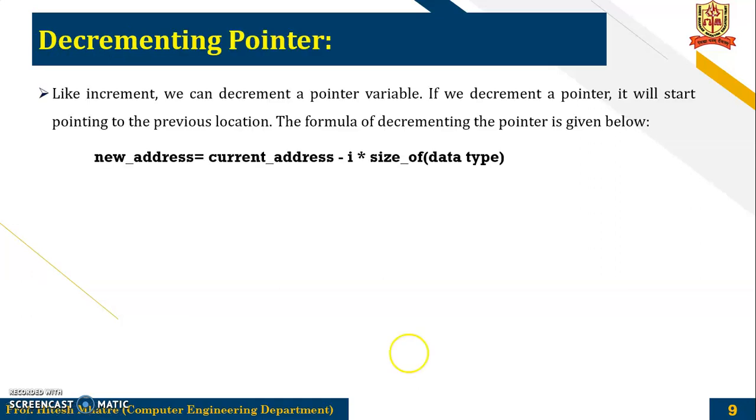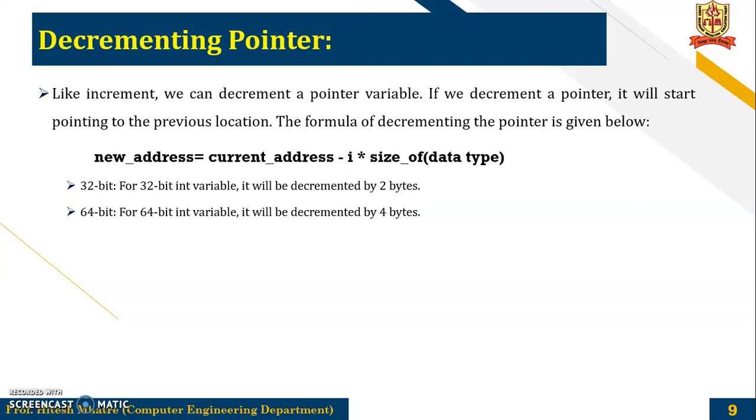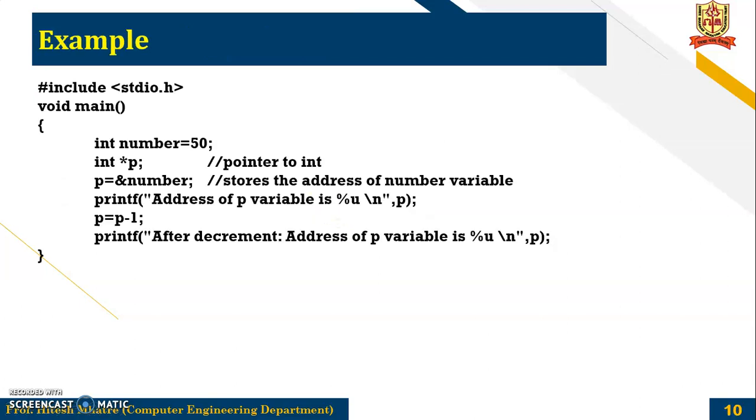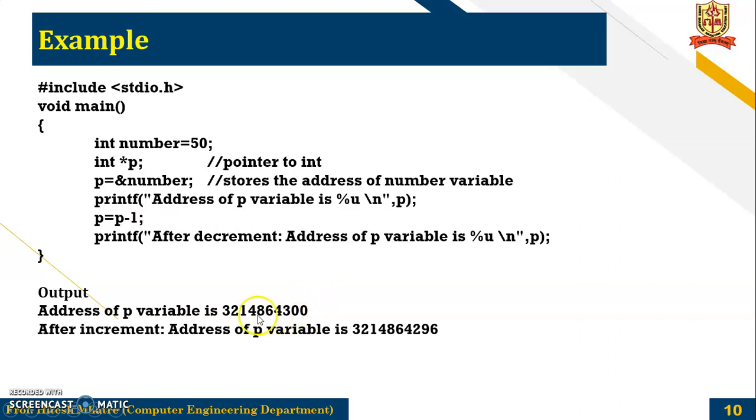Now decrement, the same thing, but only here I will be subtracting. Again here, if we are using a 32-bit system, then for integer it is 2 bytes, and for 64-bit it is 4 bytes. See an example, the same example, the only difference is that I am doing p minus 1. Considering the same value, now I can see it is decremented by 4, because the size of a 32-bit integer is 4 bytes. So here we can see the pointer has been decremented.